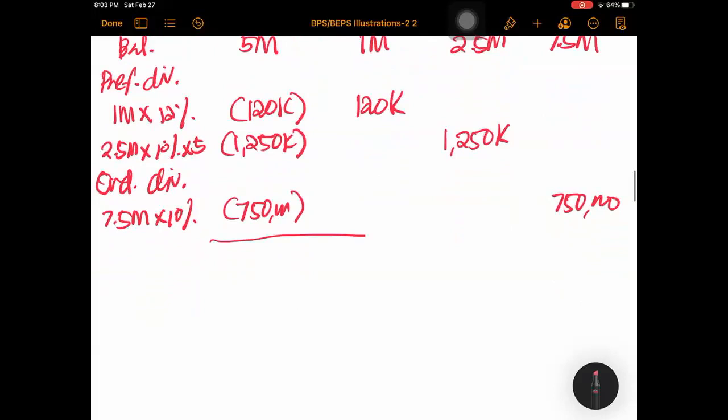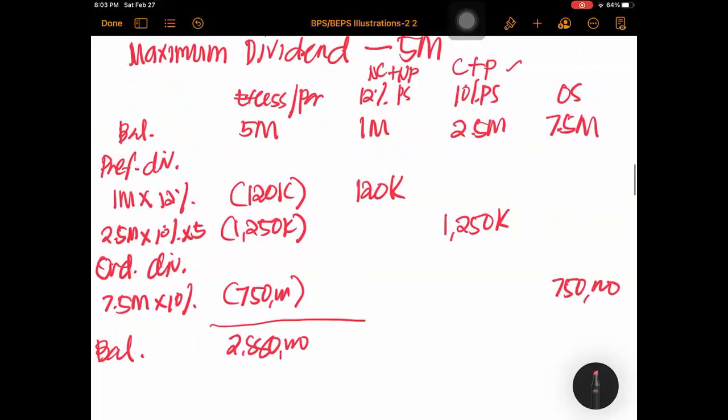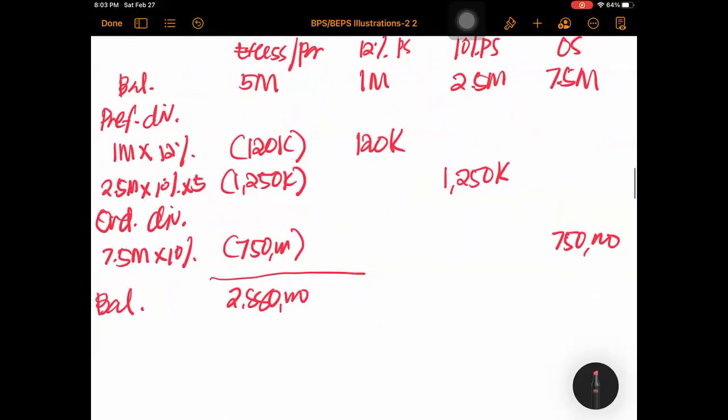Okay, therefore, the balance for participation is 5 million minus 120 minus 1,250 minus 750. That's 2,880,000. Question, to whom do we allocate this? To the 10% only or to the ordinary shares, sir? Okay, we only allocate the 2,880 balance for participating to the 10% only, because it is the only one participating, right? Only it has participation in the balance.